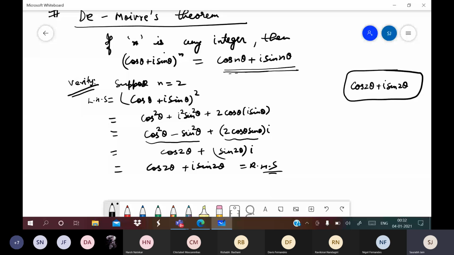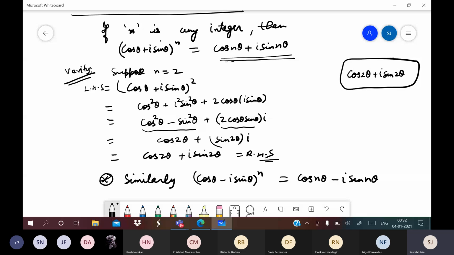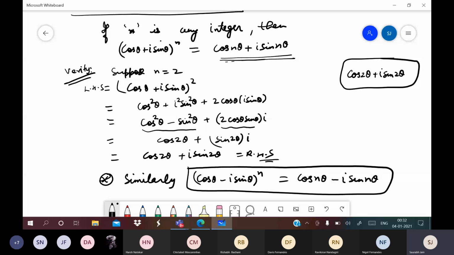Now similarly, if there is a minus sign in between, okay, another result, similarly, you will use this also. Even if there is a minus sign in between, still the result is the same. It will come out to be cos n theta minus iota sin n theta. This is also de Moivre's theorem. Okay. So if plus is there in between, then plus will come. If minus is there, minus will come. Provided n is an integer, I am repeating again and again. And integers can be positive as well as negative. Okay. Keep this in mind. So I hope this is clear to you.